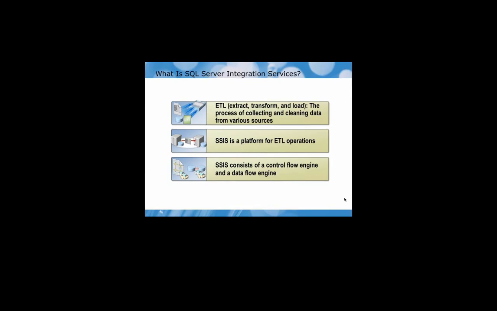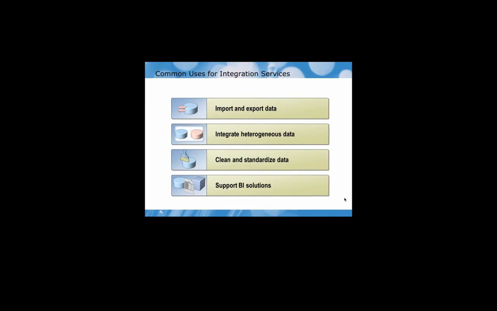SSIS does consist of one control flow engine in a package and any number of data flows that might be included within that control flow. I always like to tell people the control flow is the backbone of the entire SSIS package. And remember, an SSIS package is nothing more than a text file in an XML format saved with a .dtsx extension. X, of course, standing for XML.